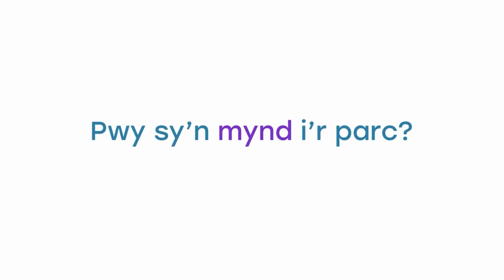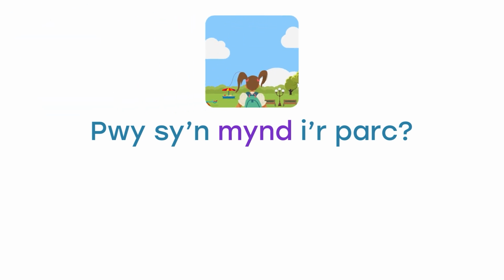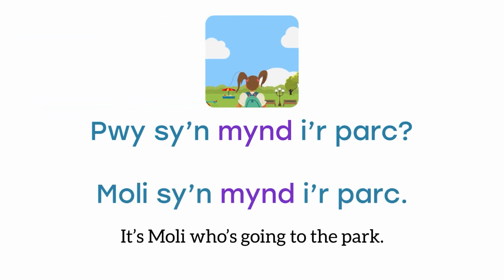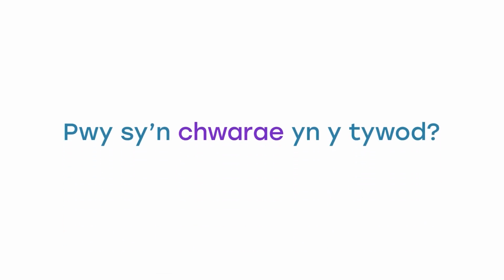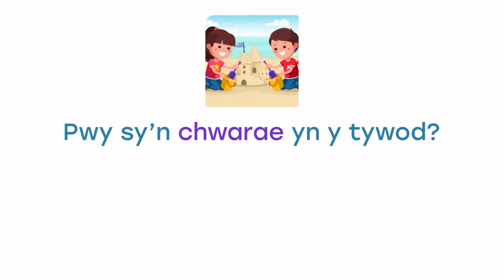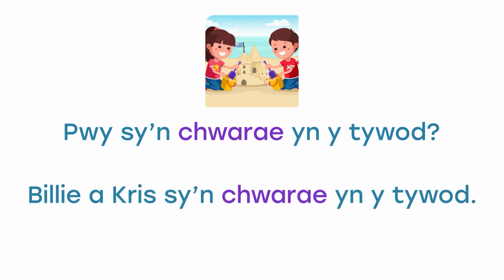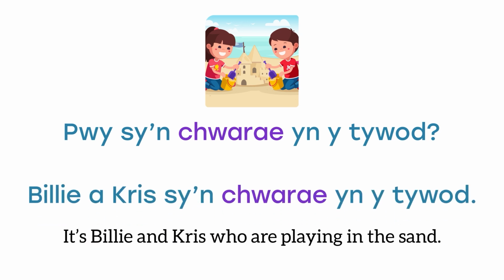Pwy sy'n mynd i'r parc? Molly sy'n mynd i'r parc. It's Molly who's going to the park. Pwy sy'n chwarae yn y tywod? Billy a Chris sy'n chwarae yn y tywod. It's Billy and Chris who are playing in the sand.